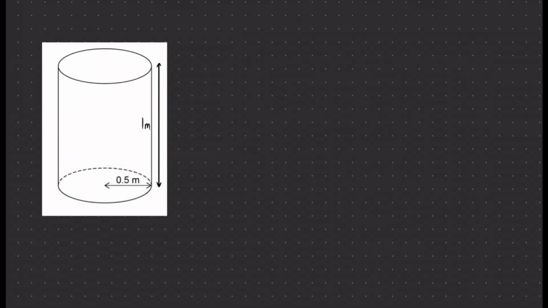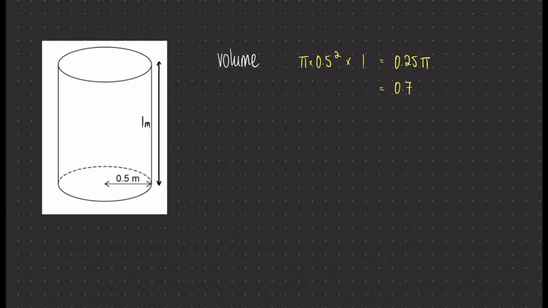Let's move on to our cylinder now. So we're going to work out the volume first. Now in order to do this, we know that our cylinder is just a prism. We're going to work out the base surface area first. It's a circle, so we're going to do pi r squared multiplied by the length, or in this case the height, of the cylinder. Okay, and that's going to give me 0.25 pi, or if I want to write this as a decimal, the answer will be 0.785 meters cubed.